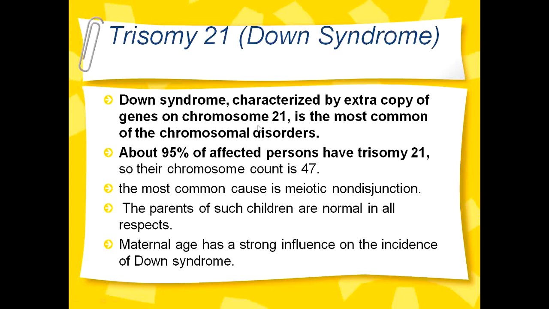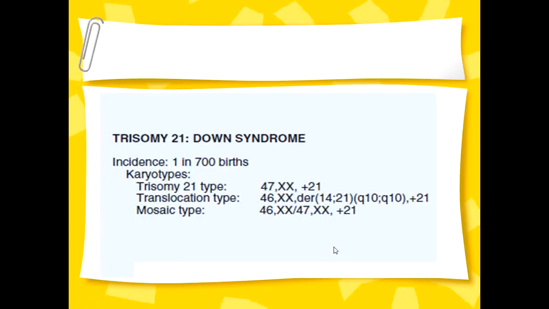About 95% of patients have trisomy 21, so their chromosome count is 47. The most common cause is meiotic non-disjunction. The parents are normal, while maternal age has a strong influence on the incidence of Down syndrome. Karyotyping shows one extra chromosome, 47 XX with one extra 21st chromosome. Translocation type includes translocation between chromosome 14 and 21. Mosaic type includes two types of population, with normal and with one extra autosome.